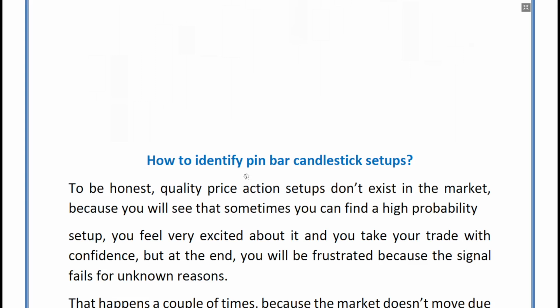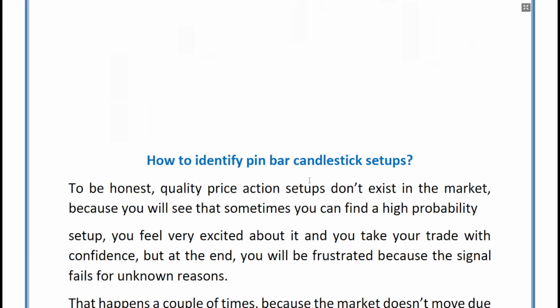So how do you identify pin bar candlestick setups? To be honest, quality price action setups don't exist in the market. I repeat, quality price action setups don't exist in the market. Okay? It is very hard to find one quality price action setup.